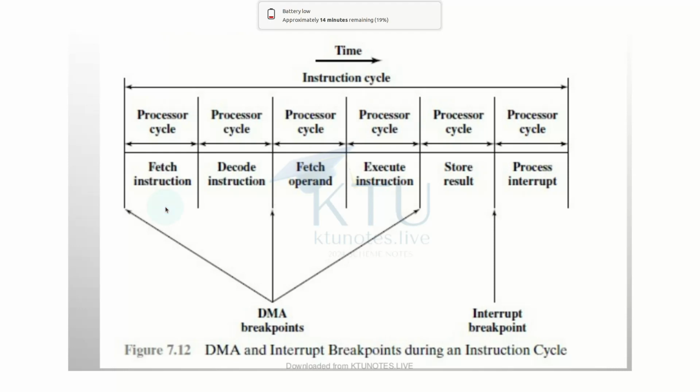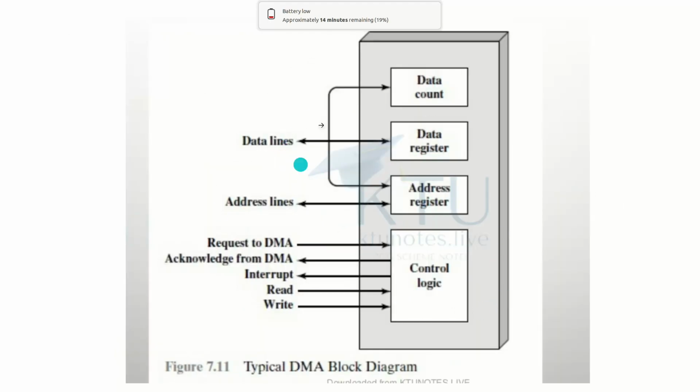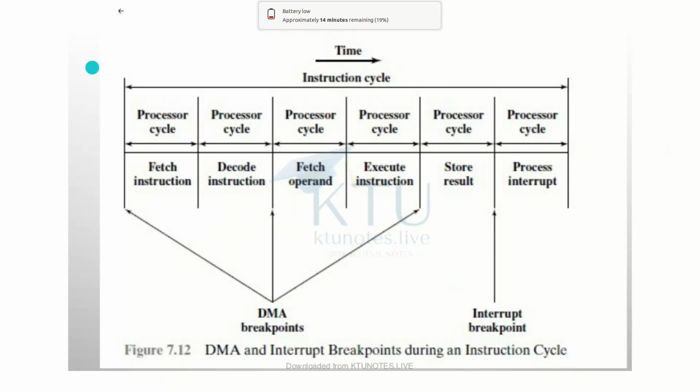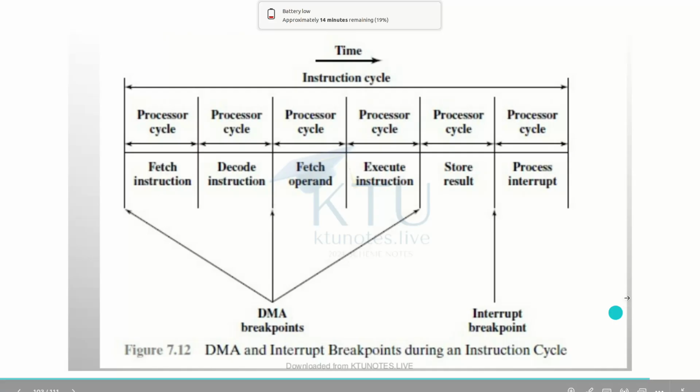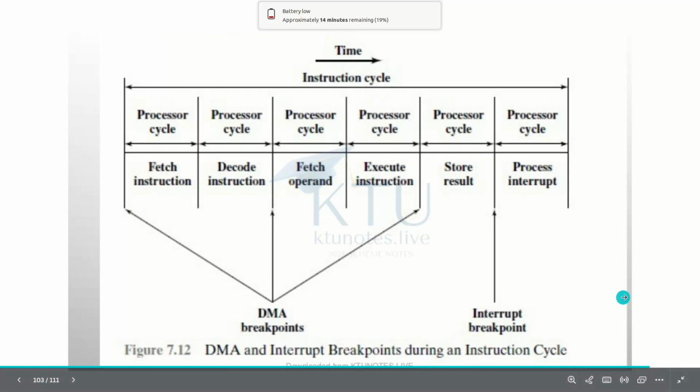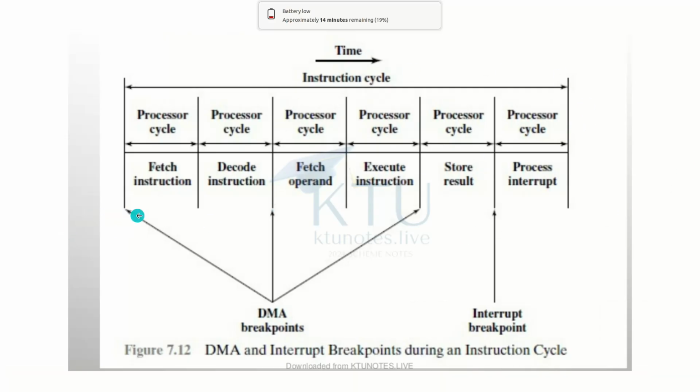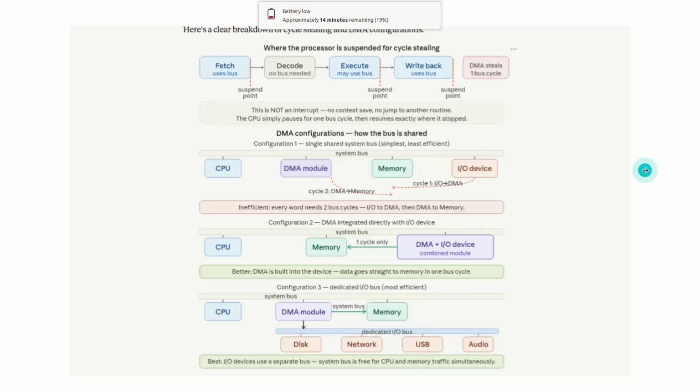So here, I hope you have understood this image. This is the typical block diagram of the DMA. Then we have to understand this image. These are the DMA breakpoints and interrupt breakpoints in our instruction cycle. Okay, the instruction cycle will fetch the instruction, decode the instruction, fetch the operand and execute the instruction, then store the result, then process the interrupt. This is everything that is happening here. So I hope you have understood this diagram.